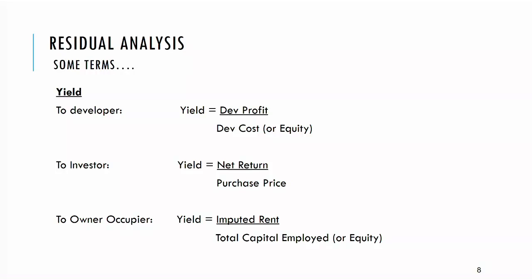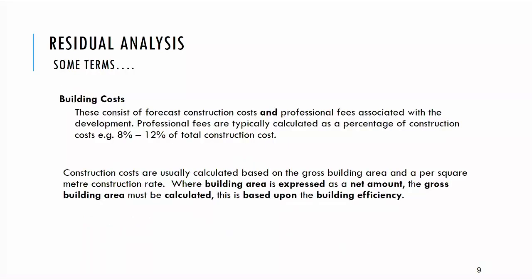When you talk about yield, there are 3 different yields, depending on your situation. If you are a developer, your development profit divided by development cost. Right. If you are an investor, your net return divided by purchase price. If you are an owner-occupier, your yield will be imputed rent divided by total capital employed, or your equity. Right. We'll do this.